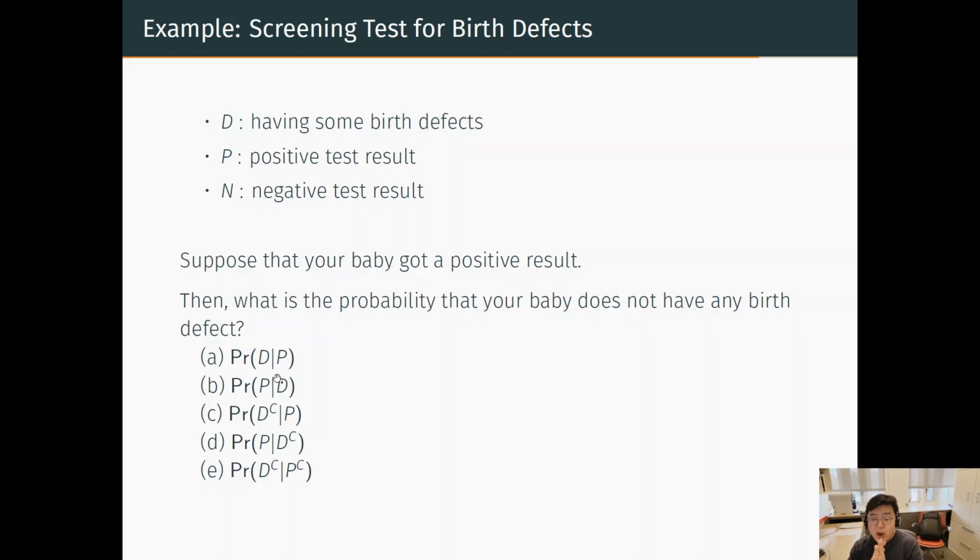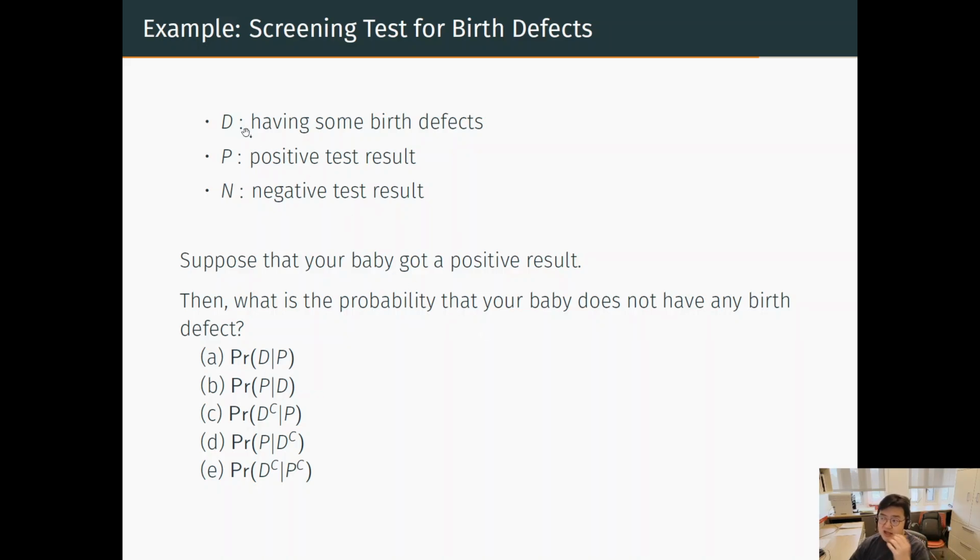So when my wife was pregnant, the result was positive. That meant my baby was at risk, a higher risk of something like Down syndrome at the time, right? I don't know how it is calculated, but the doctor told me that. So at that time, what is the probability that my wife and I have to calculate?